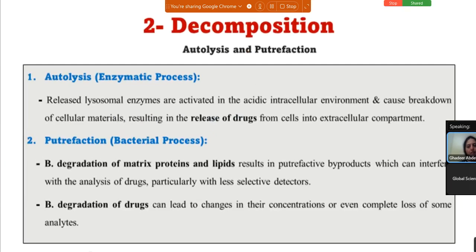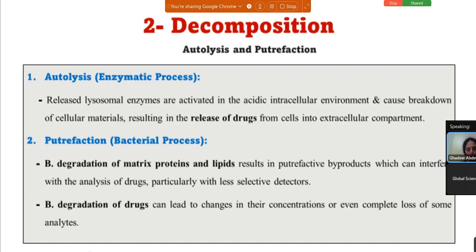The second challenge that we face is the decomposition of tissues. Actually, decomposition has two phases. The first one is autolysis, and it is an enzymatic process, and the second one is putrefaction, which is a bacterial process. The released hydrolytic lysosomal enzymes are activated in the acidic intracellular environment after death and cause breakdown of cellular materials, resulting in the release of drugs from cells into the extracellular compartment.